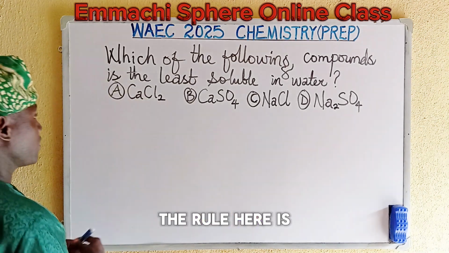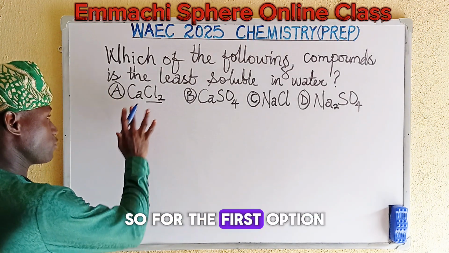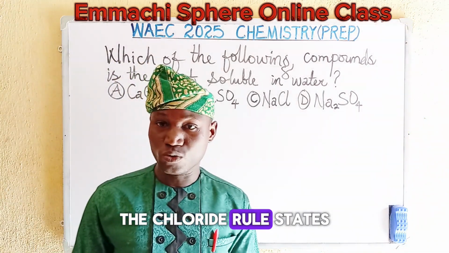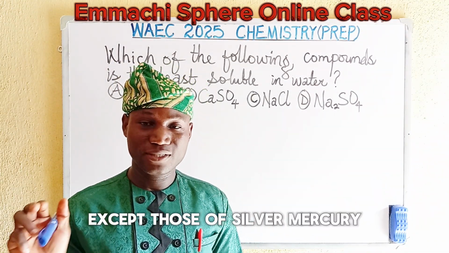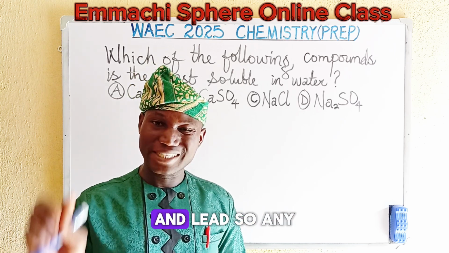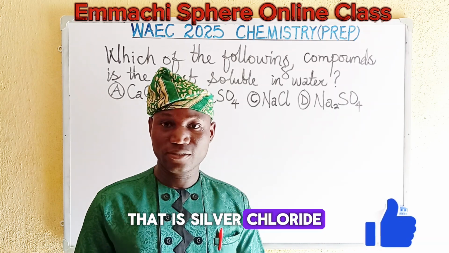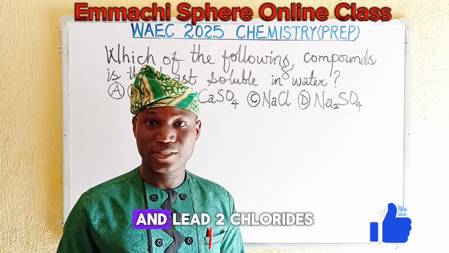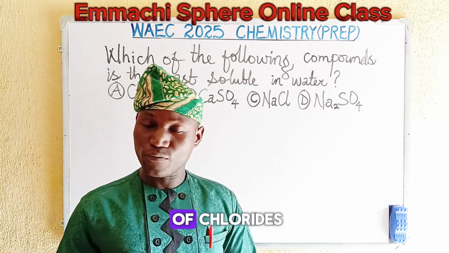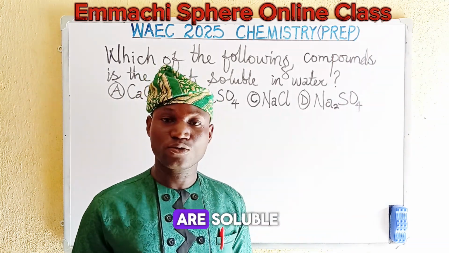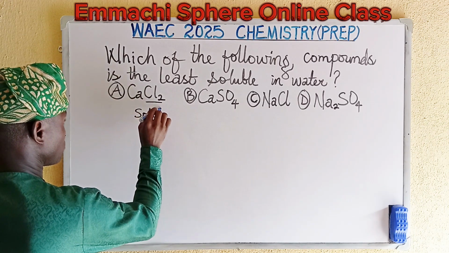The rule here is with respect to chloride for the first option. The chloride rule states that all chloride salts are soluble in water except those of silver, mercury, and lead. So silver chloride, mercury chloride, and lead 2 chloride are the insoluble chloride salts. Every other chloride salt is soluble. Hence, calcium chloride is soluble.